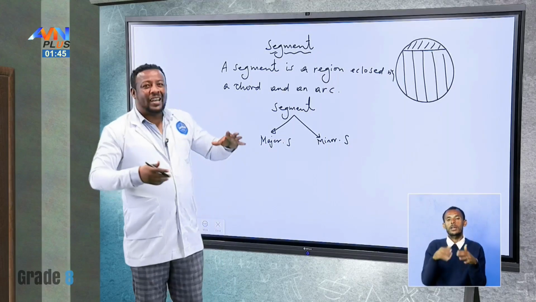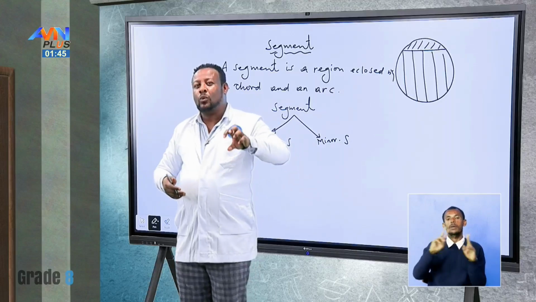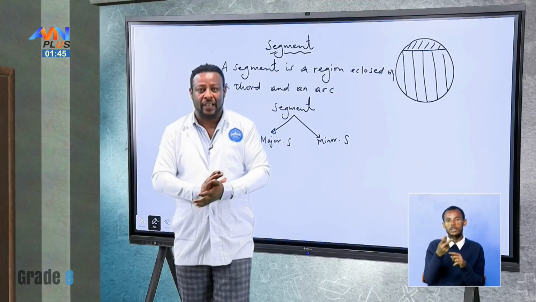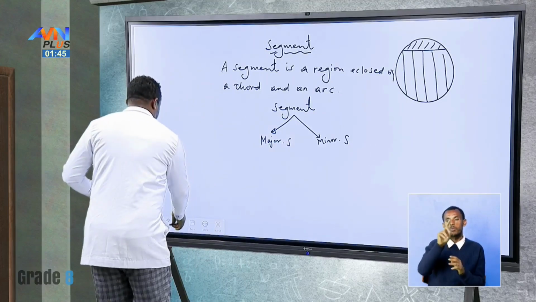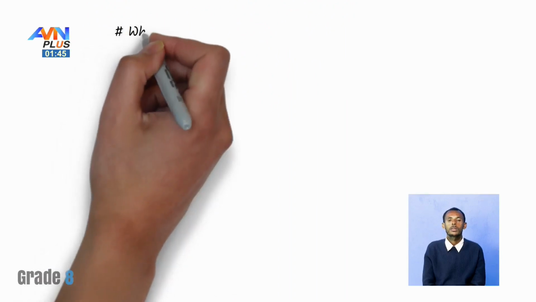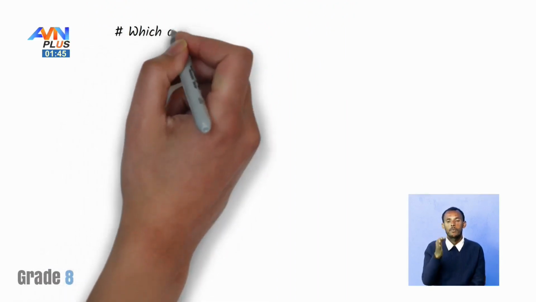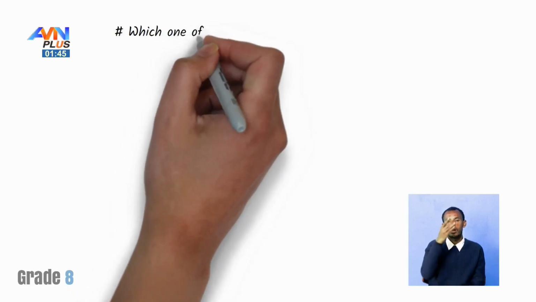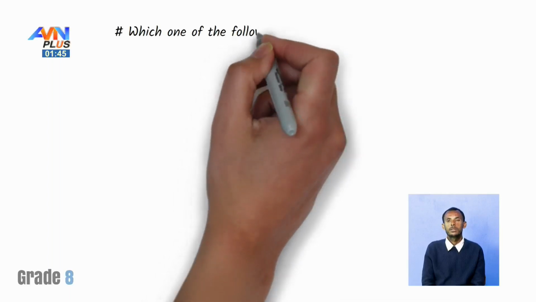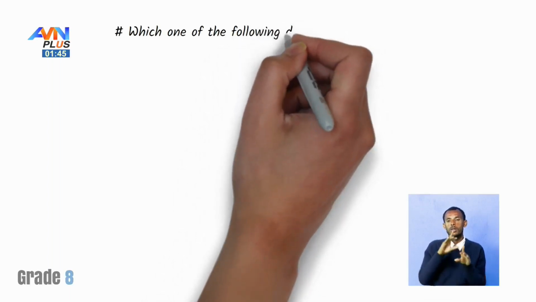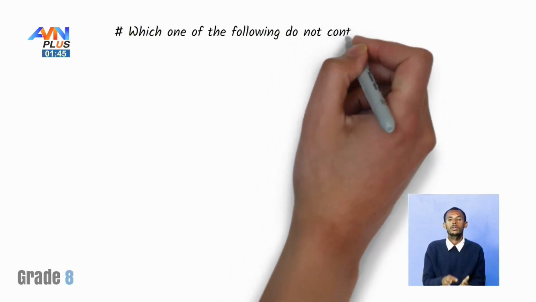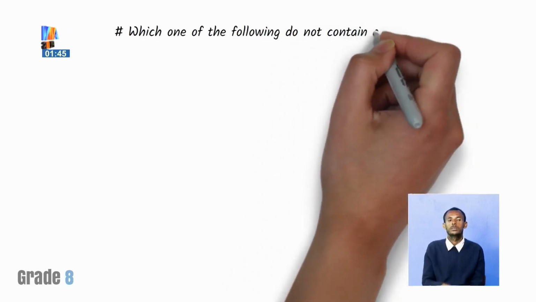So now I will ask you one very basic question regarding the terminologies that we have seen in this lesson. Okay, let me ask you one question. Which one of the following do not contain a chord?